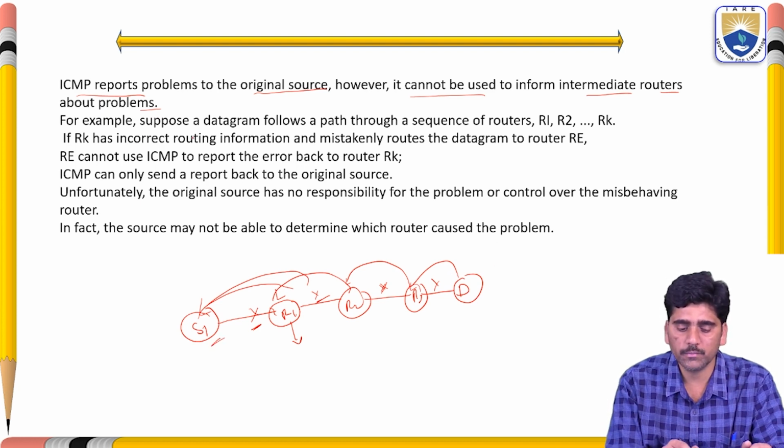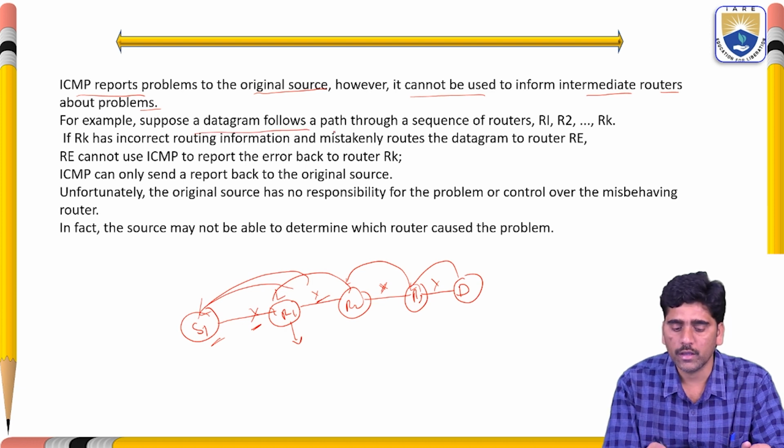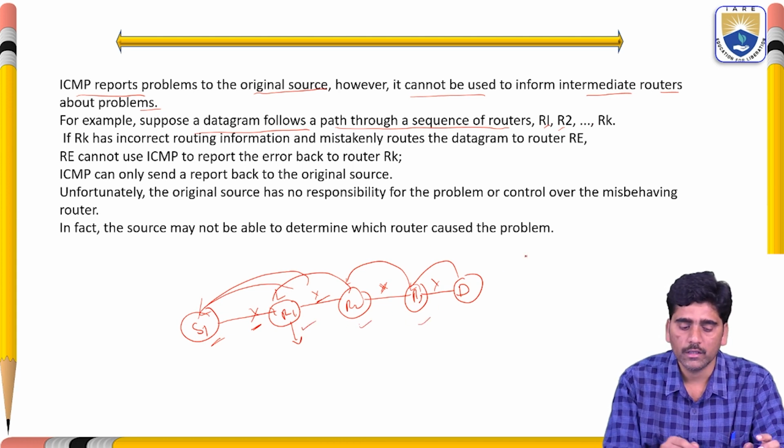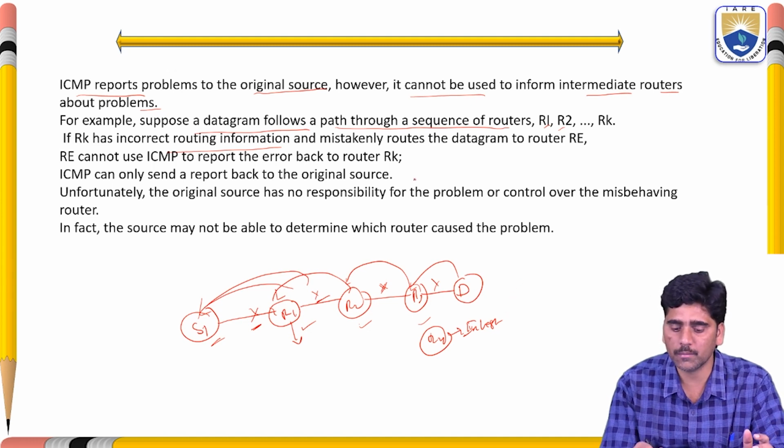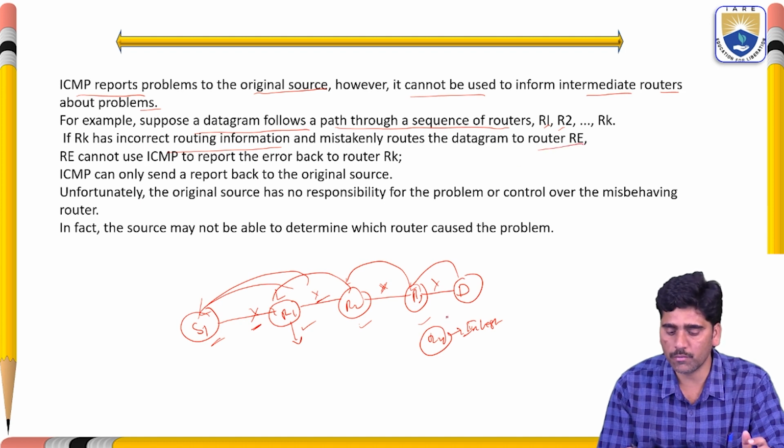For example, suppose a datagram follows a path through a sequence of routers like R1, R2 up to RK. So R1, R2, R3 up to RK. If RK has incorrect routing information, that means it has not been configured properly or does not have correct routing information, and mistakenly routes the datagram to the router RE. So with the misinformation, it directs the data transmission to the wrong place.